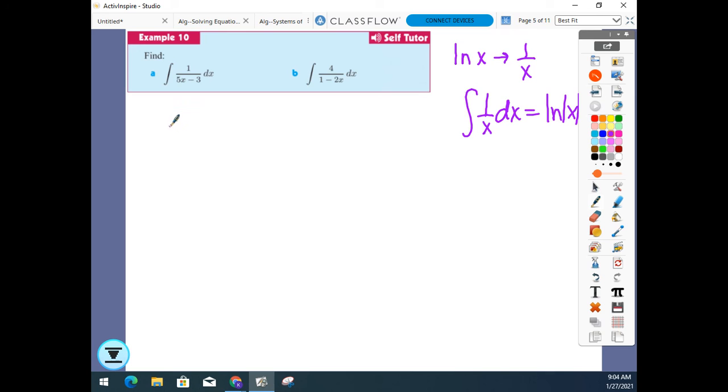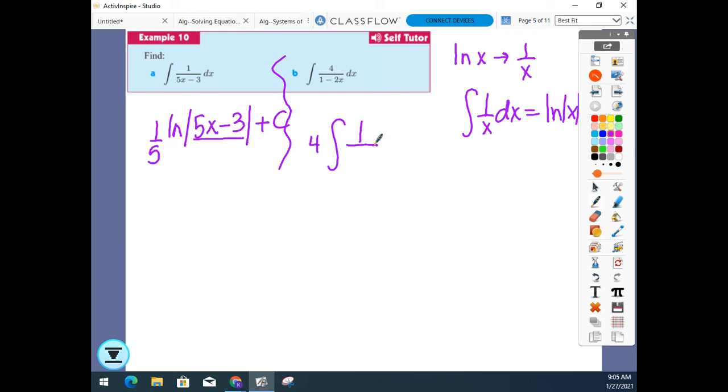All right, so our antiderivative is ln, plus c, but because the derivative of the inside is 5, I have to divide that 5 out, or just make it a coefficient of 1/5. Dividing by 5 or multiplying by 1/5 is just the same thing. And same thing here. I'm going to pull this 4.